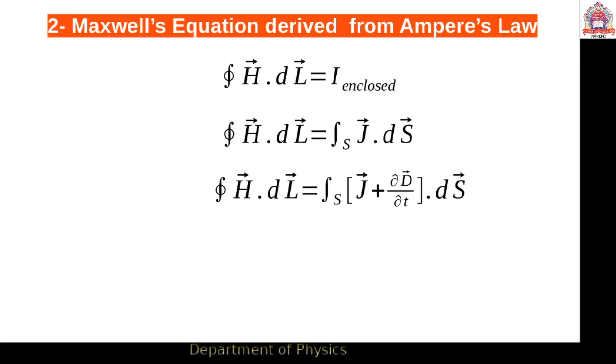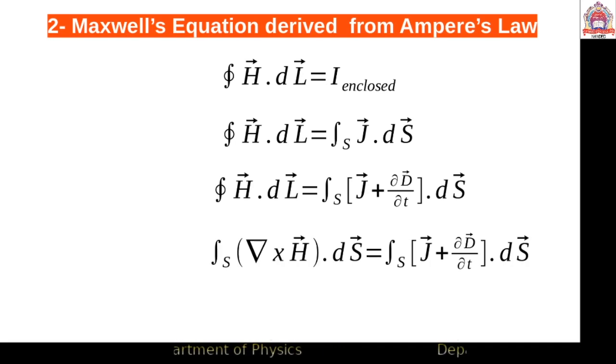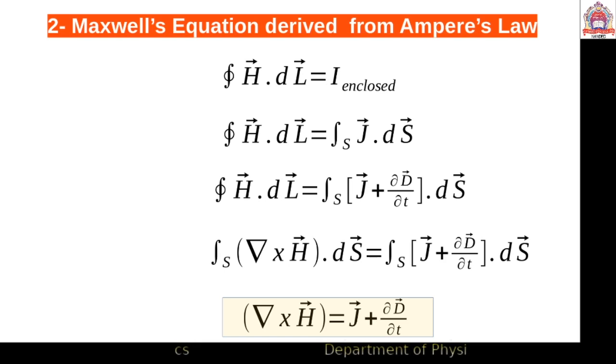So by applying the Stokes theorem to the left hand side, we get the surface integral of del cross H into ds is equal to the surface integral of J plus dou D by dou T into ds. Assuming that the surface considered for both the integrations is the same, we can write del cross H is equal to J plus dou D by dou T. So this is the point form or differential form of Maxwell's equation derived from Ampere's circuit law.